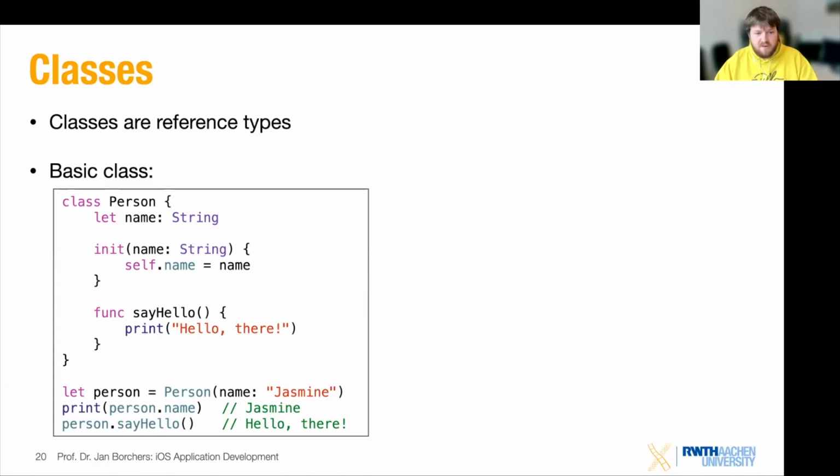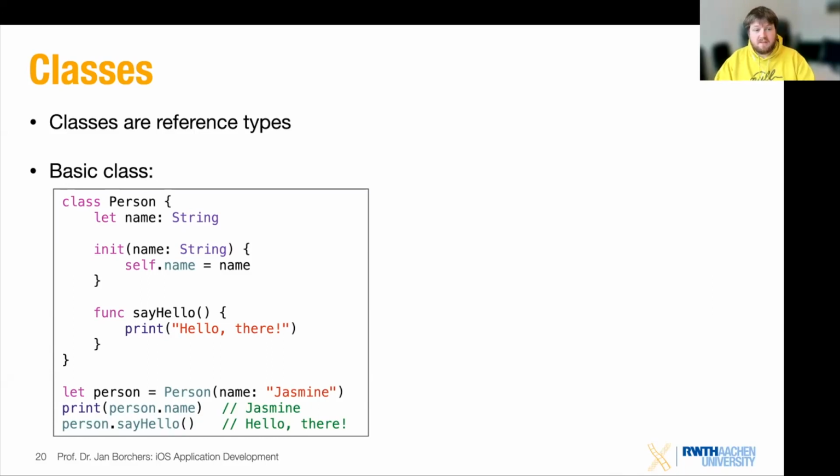And then similarly for functions, you can have a function that just says hello and prints out hello there to the console. So in the example here, if we create a person with the name Jasmine and print out the person's name, that will access the member variable and print out Jasmine. Or we can call the function sayHello, and that will just print hello there to the console.